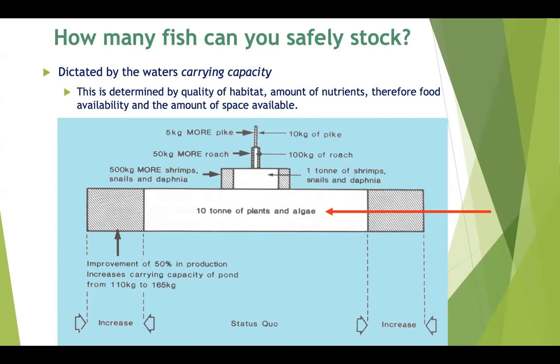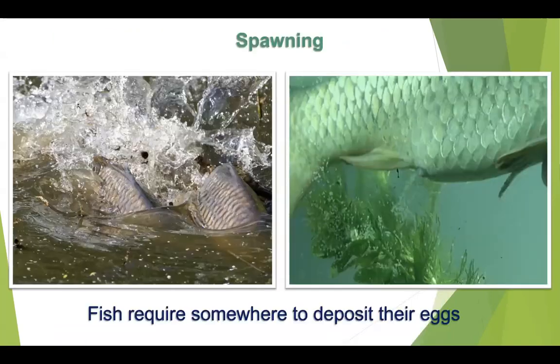But basically, the greater the amount of plants and algae that are within there, the greater the amount of invertebrates, and the greater the invertebrates, the more roach you can sustain, and as a knock-on effect, obviously, the more predators you can sustain. And in this example, it's pike. Yeah, and so you can see that it's just a diagrammatic way of getting you to understand that there is some benefit to having some plants and algae in there, and how it can support the fish in your waters.